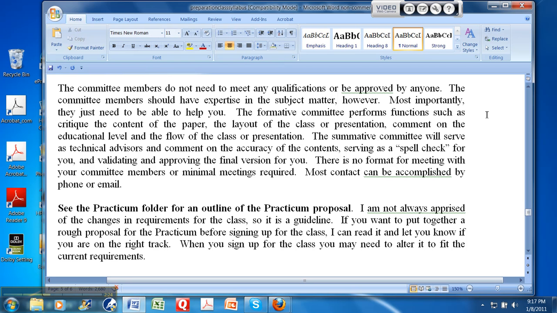You do not need to meet with your committee members in person, and there's no minimal number of meetings that are required. Most of your contact can be accomplished by phone and email.